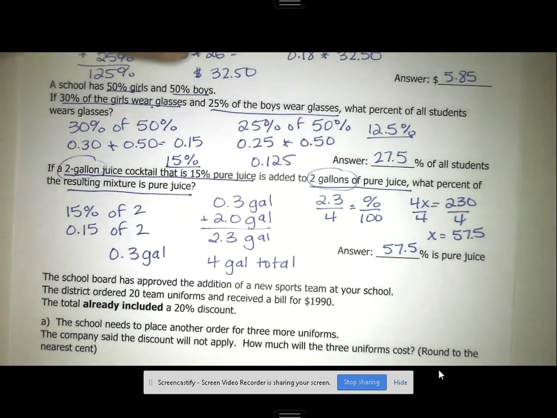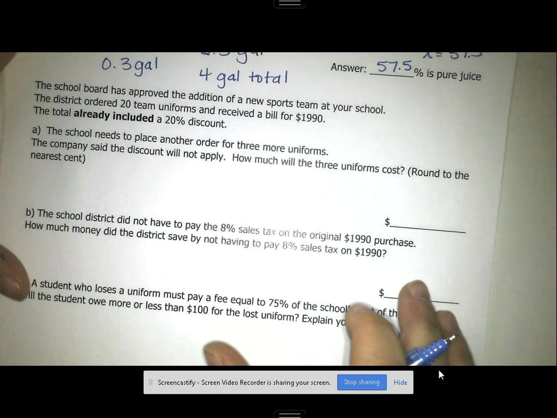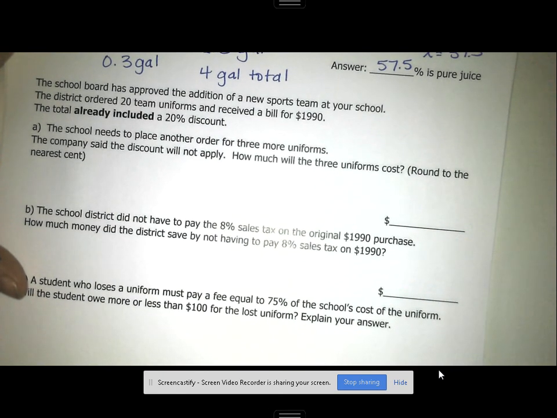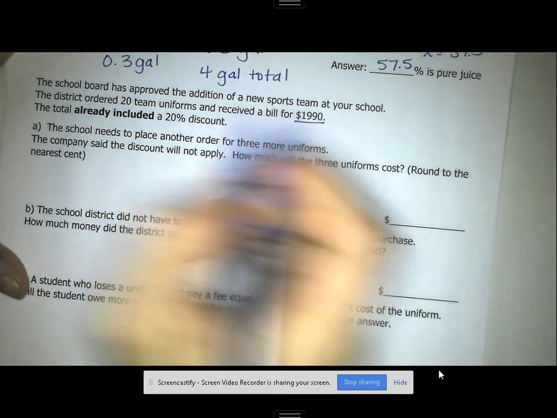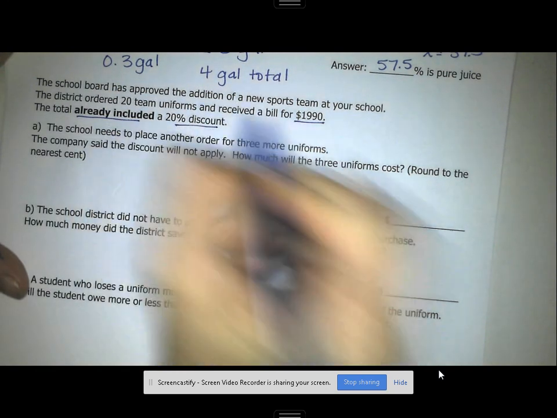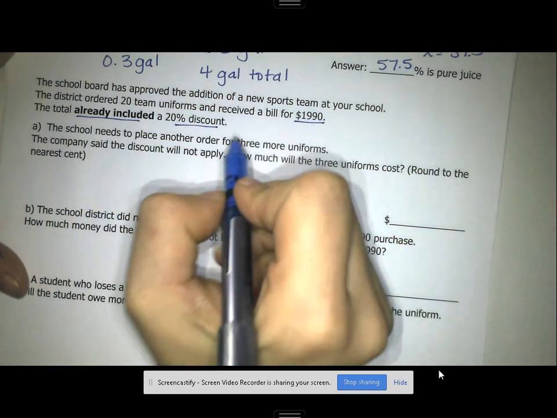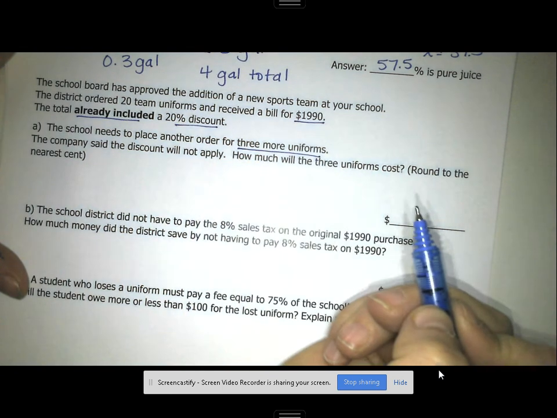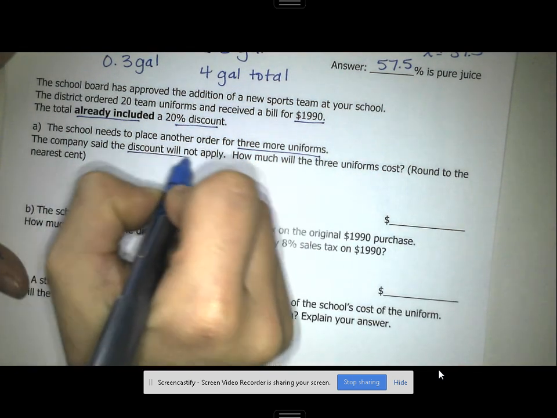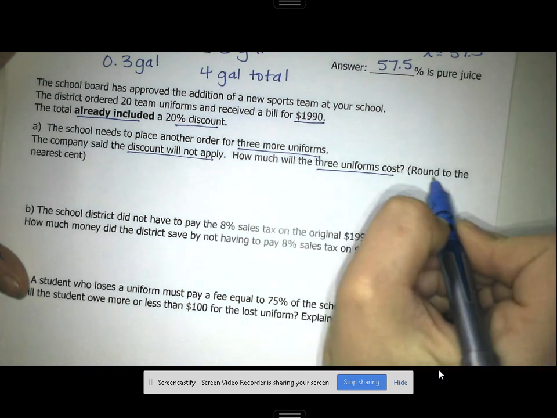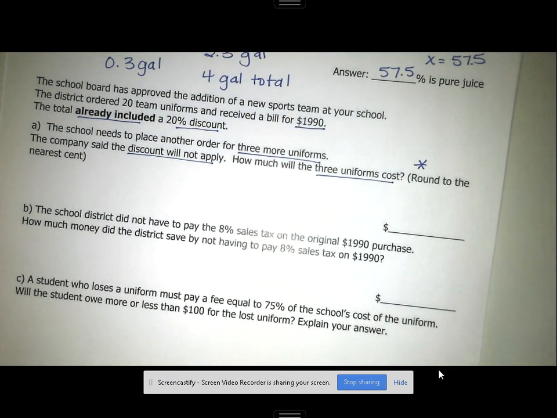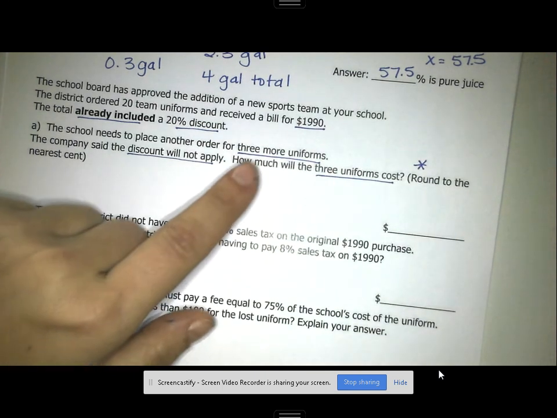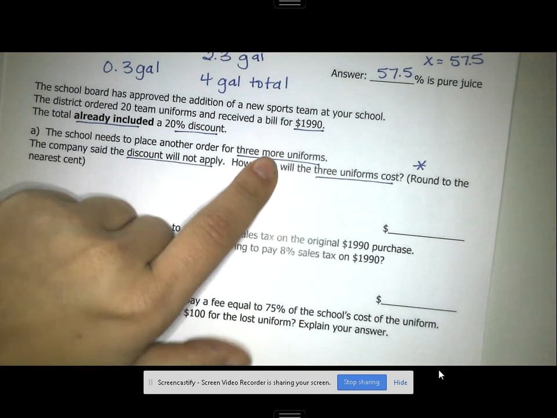All right, final problem. The school board has approved the addition for a new sports team at your school. The district ordered 20 team uniforms and has received a bill for $1,990. This already included a 20% discount. The school needs to place another order for 3 more uniforms, and the company said the discount will not apply. How much will the 3 uniforms cost round to the nearest cent? Now remember, when you round, you have to do it at the end of the problem. That's your last step.